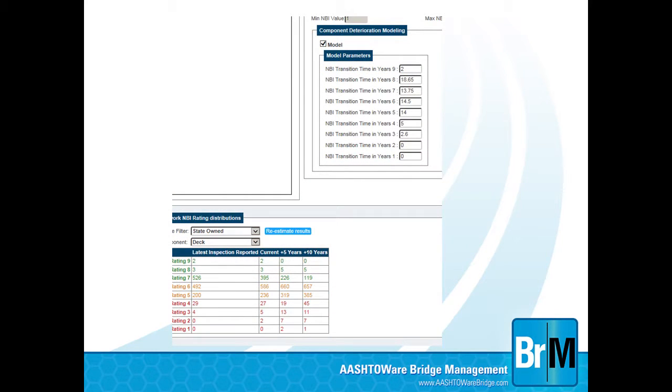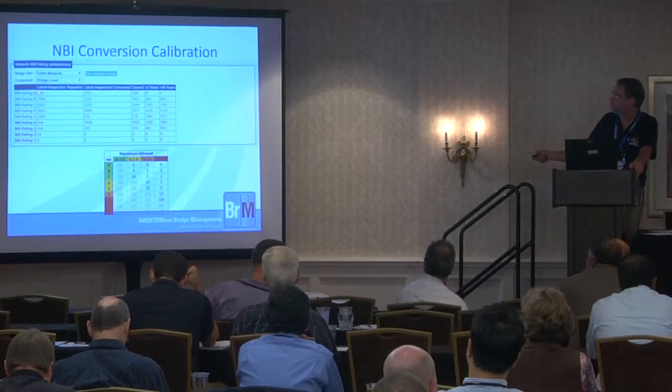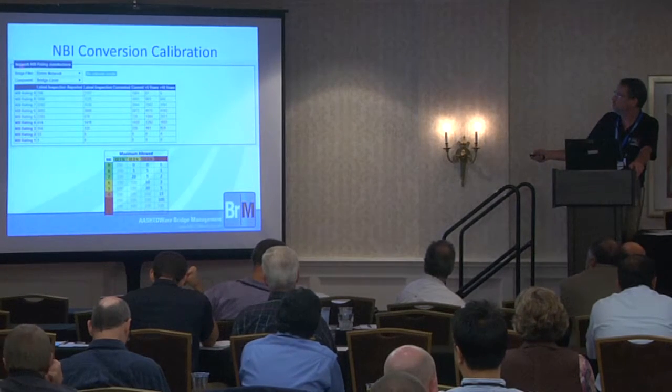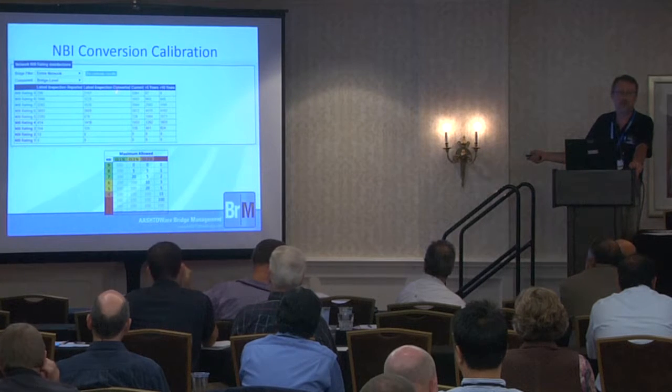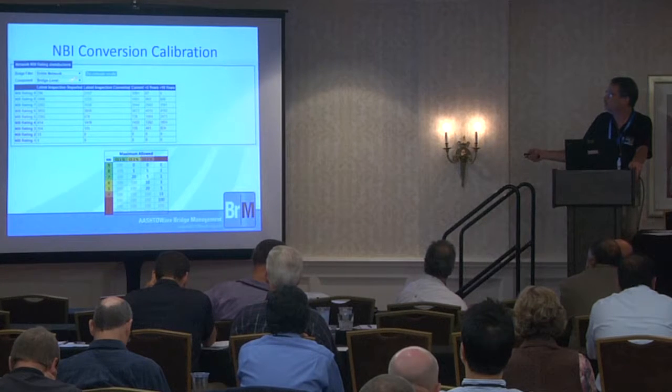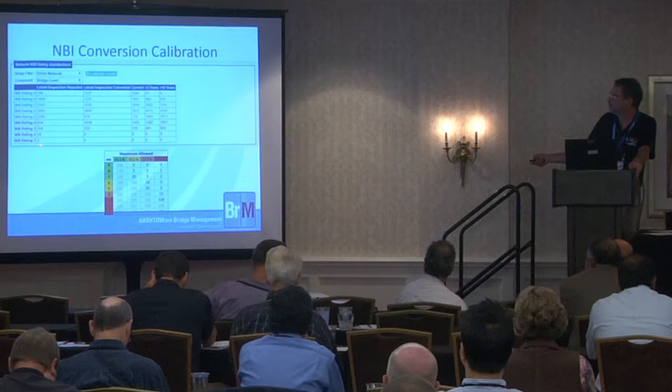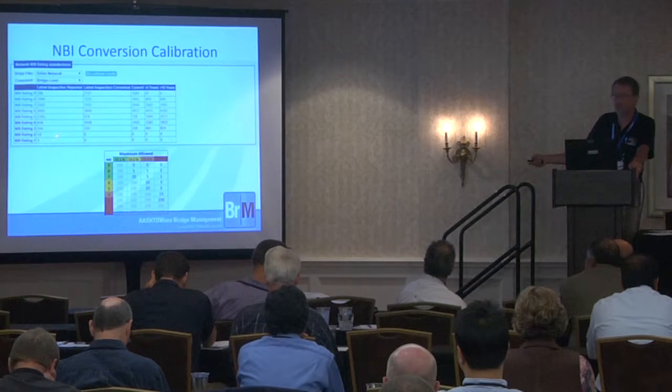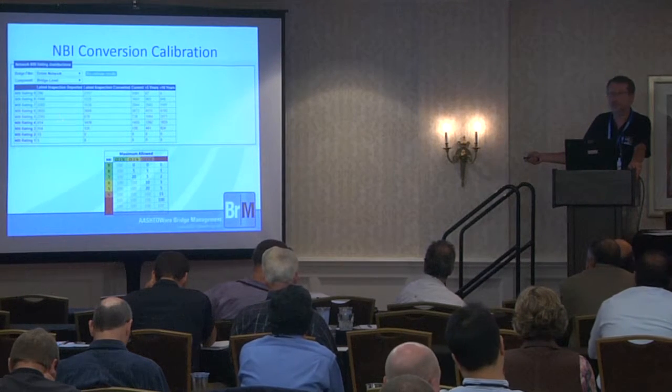So we have a table for each of your NBI ratings, and you can put in the number of years to transition from 9 to 8, 8 to 7. And then what we did was we created a tool that gives you your distribution. You can filter either on your whole network or whatever group of bridges you want to look at, state, local. And in this case, it was deck. And so this is the current distribution based on the latest NBI rating for each bridge.